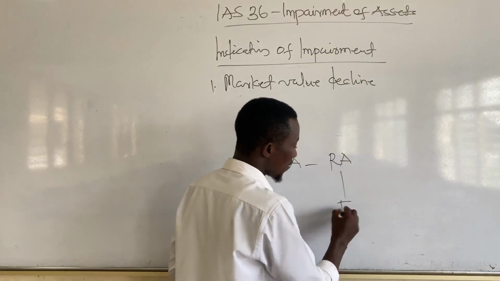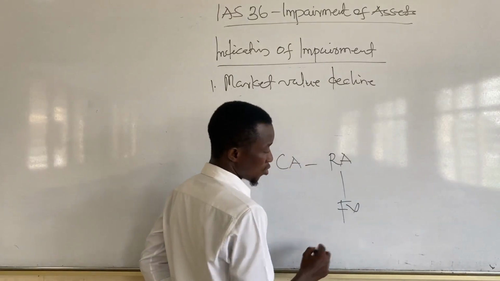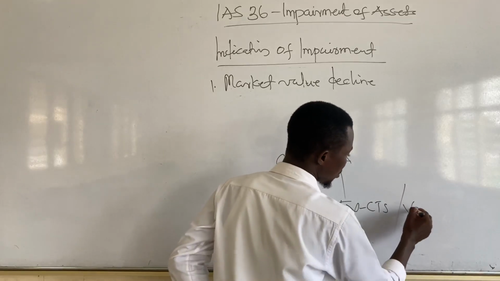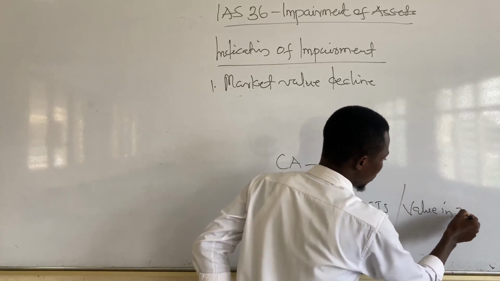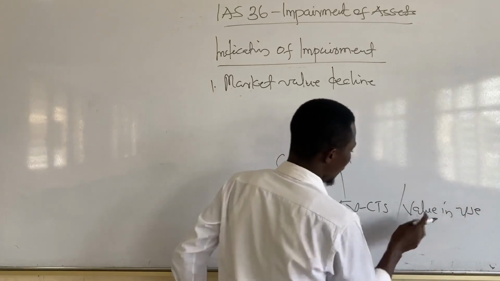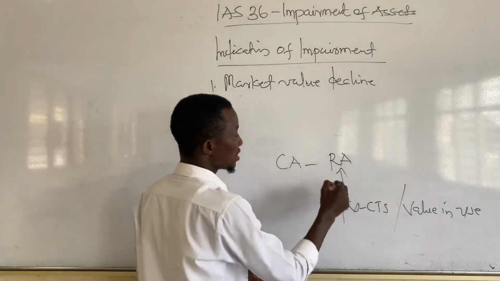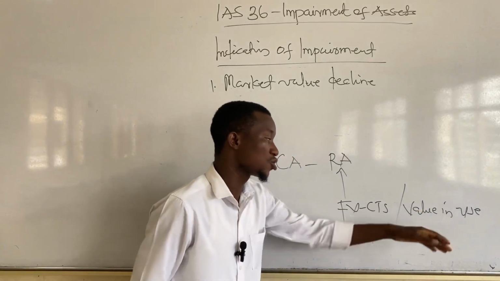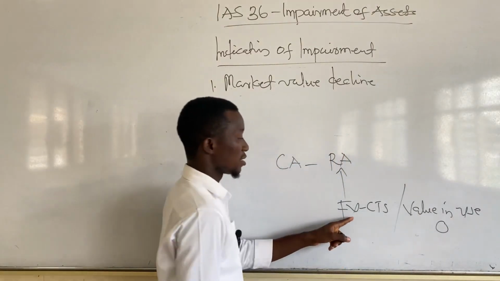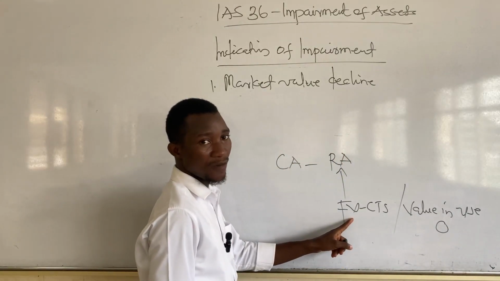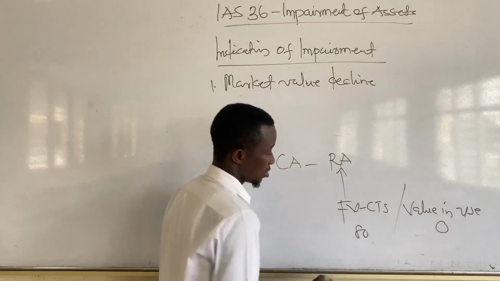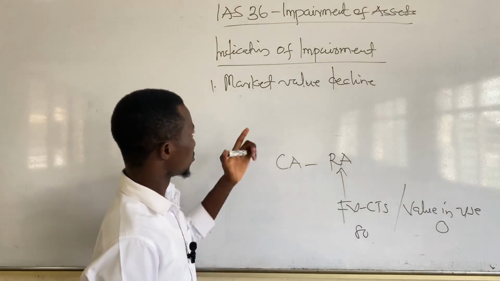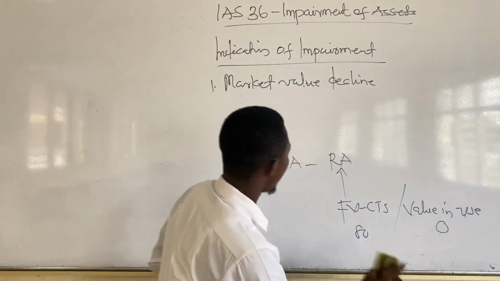I said that the fair value less cost to sell and the value in use, we compare these two and pick the higher as the recoverable amount. So let's say we have value in use to be 0 and the fair value of the asset initially is $100 and it has fallen to 80. Because it has fallen, it may cause an impairment. So when market value declines, it can cause impairment.